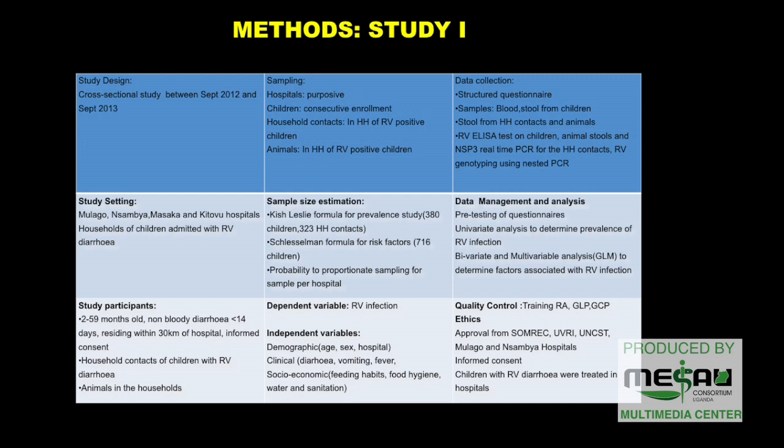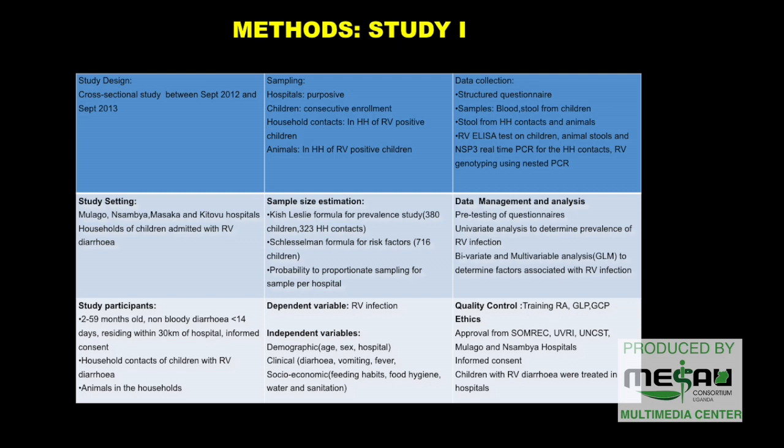So this table summarizes the methods we used. This was a cross-sectional study which took place between September 2012 and September 2013. It took place in 4 hospitals: 2 hospitals in Kampala, that was Mulago and Sambia Hospital, and 2 hospitals from Masaka and Chitovu. We selected Mulago Hospital because there was already rotavirus surveillance ongoing, and it receives a number of patients, so we would be able to obtain our sample size.